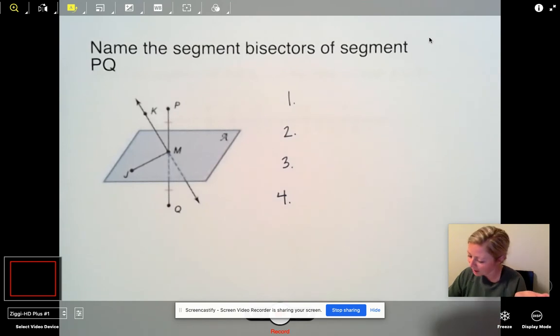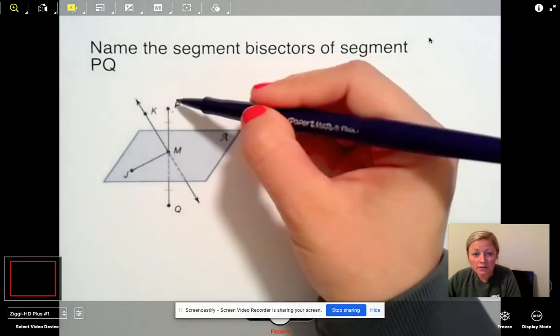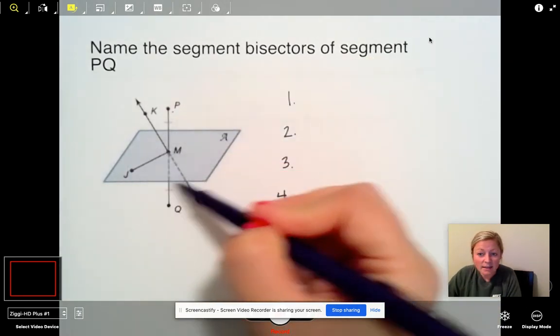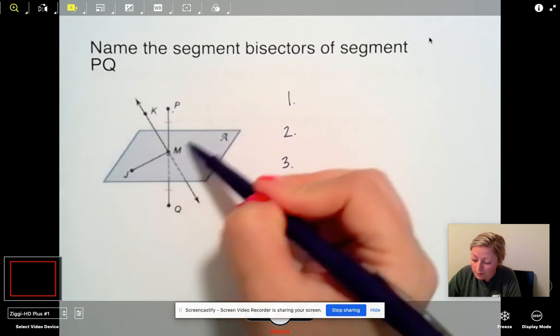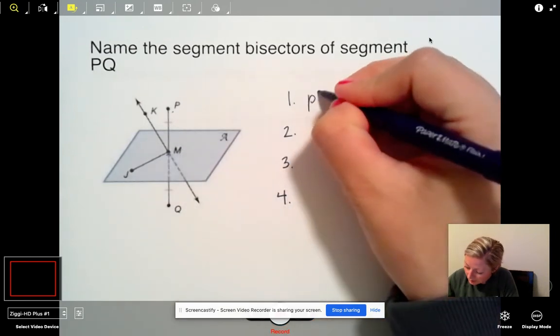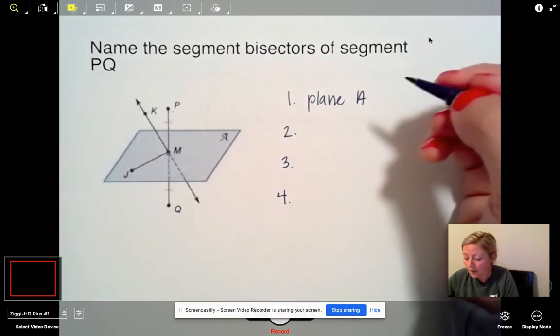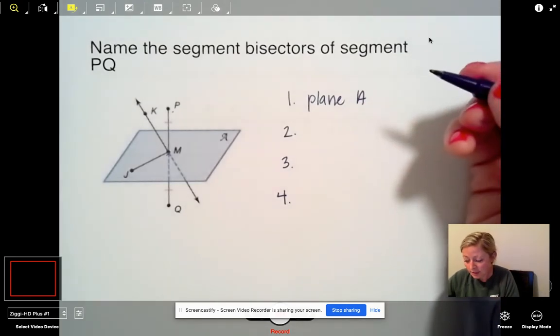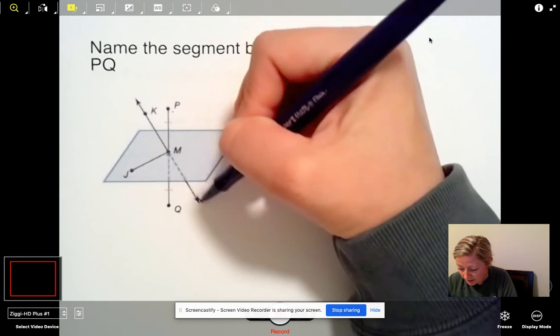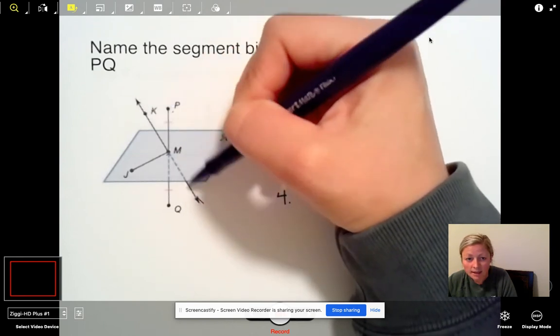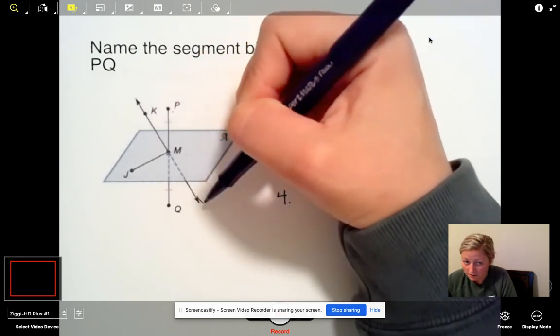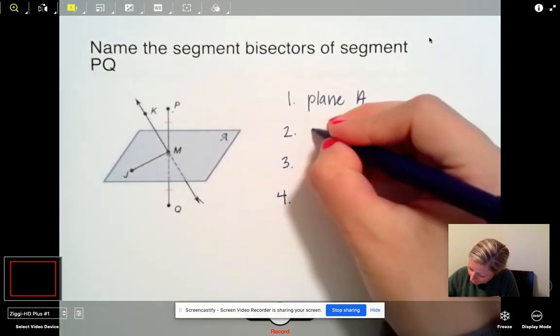Okay, I hope you tried. It's no fun if you just let me tell you everything. The first, I think the most obvious one cutting PQ in half would be plane A, right? Do you guys see how it's going through the midpoint? So we could say plane A is one. Another segment bisector, do you guys see line KM? It's going through it at the halfway point, so that works. So KM.